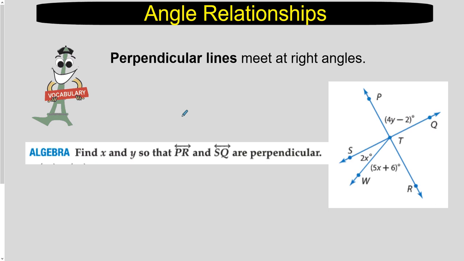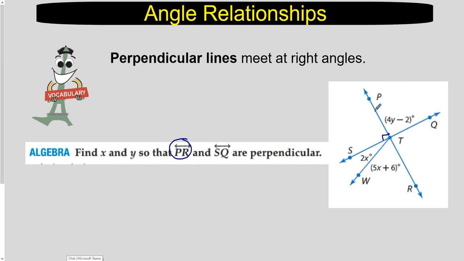Hopefully you remember from sections 1.1 and 1.3, but when you see a name like this with those two arrows, you know that's a line. So PR is this guy, SQ is this guy. We don't care at all about TW. That's just there for giggles. We want to find x and y so that they're perpendicular. So we're going to assume that that's a 90-degree angle and then do some algebra to figure out what they would need to be.